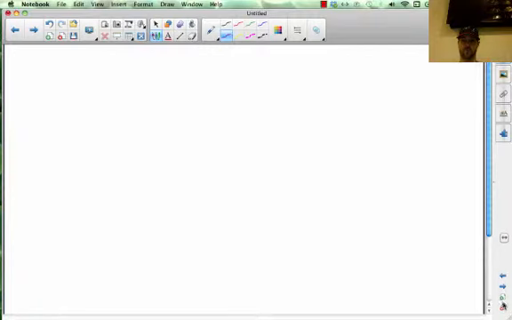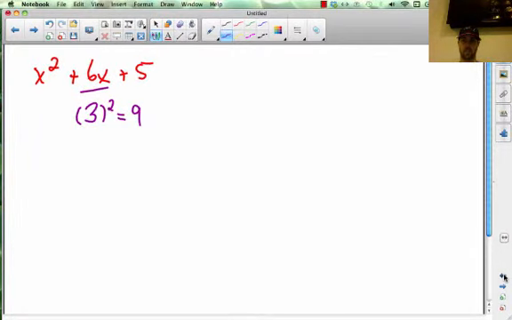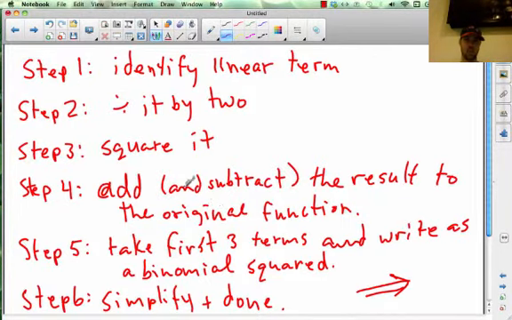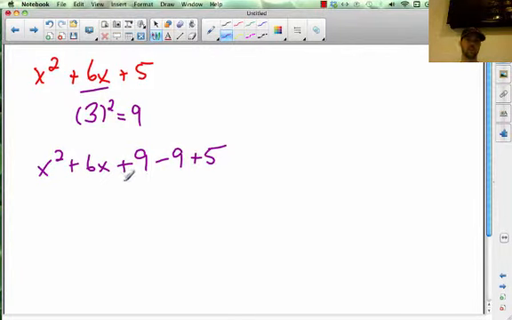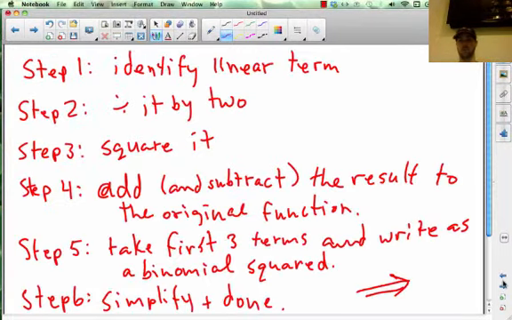Step 4, add and subtract the result to the original function. So now we have 9, so we go x squared plus 6x. So we add the result and subtract it to the original function, just like that. Add 9, subtract 9. Awesome.